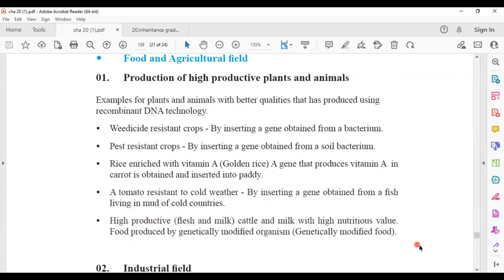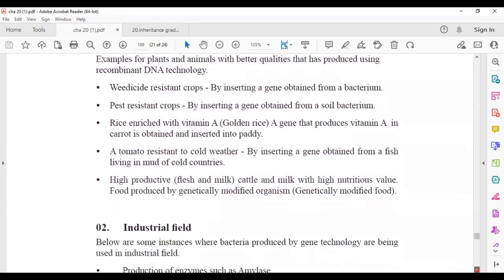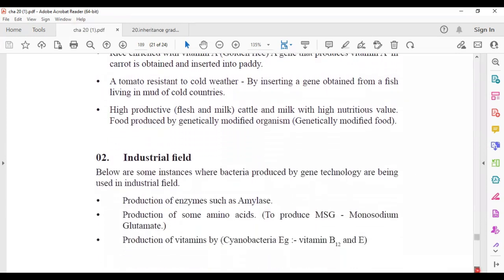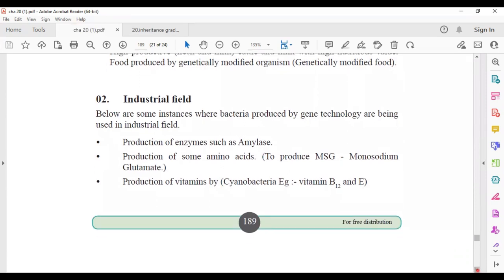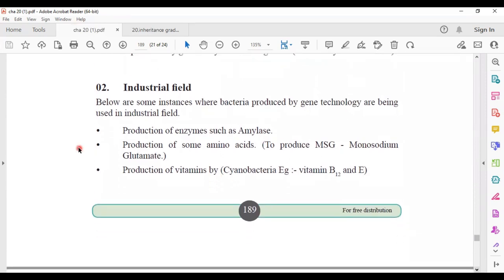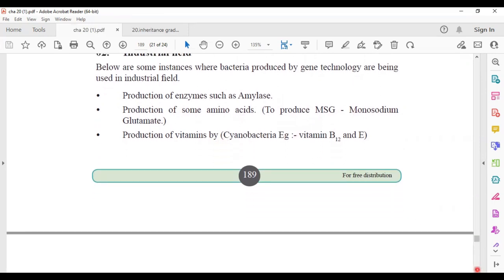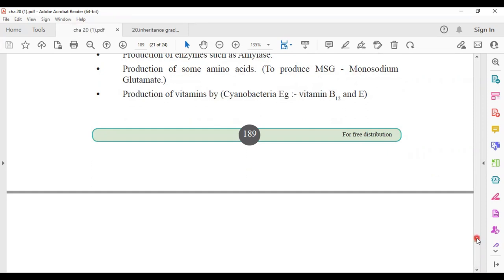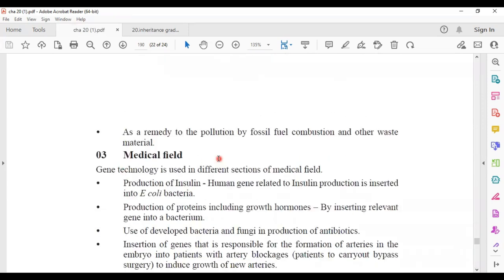And high productive cattle and milk with high nutritious values, those are the fields we are using them. In industrial field, we use production of enzymes such as amylase and production of some amino acids and production of vitamins. You should remember those amino acids and those vitamins also. Also as a remedy to the pollution by fossil fuel combustion and other waste material.